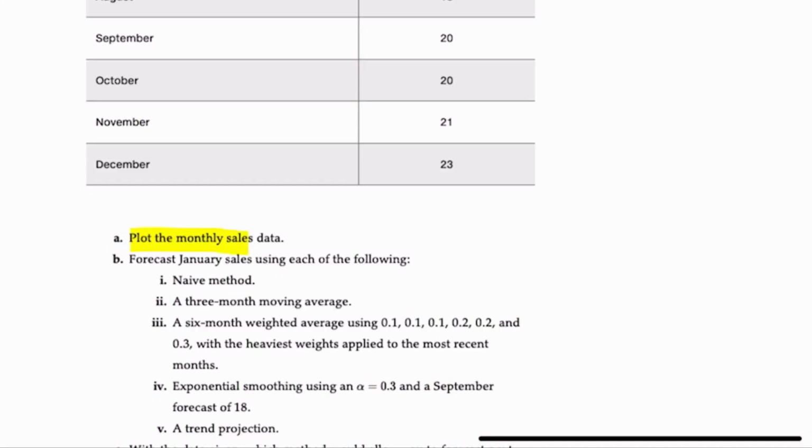So we'll first plot the monthly sales data, and then we will look at different forecast models using the naïve method, a 3-month moving average, a 6-month weighted moving average with these weights, and an exponential smoothing model with an alpha of 0.3, and an initial forecast of 18.